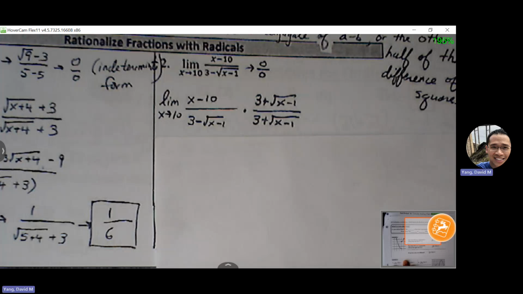You're going to FOIL the denominator, but you're going to leave the numerator alone. The x minus 10 is already showing us the factor that we want to reduce. It's the denominator that we're hoping will show us at least some version of x minus 10 to show up.